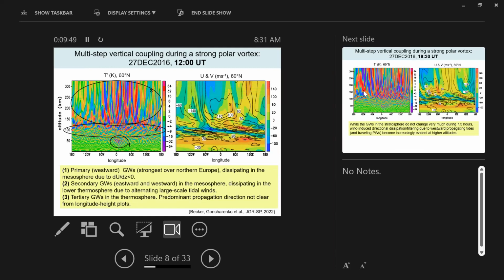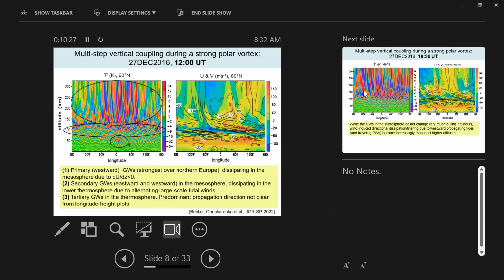So this is how multi-step vertical coupling looks in a snapshot. This is for a time when the polar vortex was strong. You see here a snapshot, longitude versus altitude, of the temperature perturbations from the resolved gravity waves. On the right-hand side, you have the large-scale zonal and meridional wind components. Here you have this hotspot over Europe, and from the orientation of the gravity wave phases, you can tell that these are primary westward propagating gravity waves.